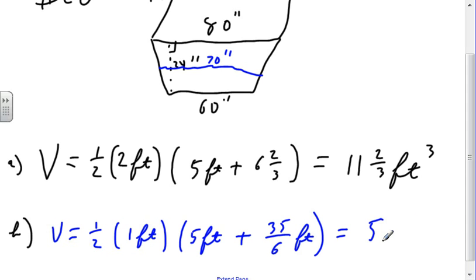Well, let's see if that's a fraction. Yeah, so I'm going to get 5 5/12 of a foot cubed. Now, there's no reason why you couldn't have put down 5.4, right? 5.4 feet cubed would be perfectly okay too. I'm just practicing on changing things in my calculator.